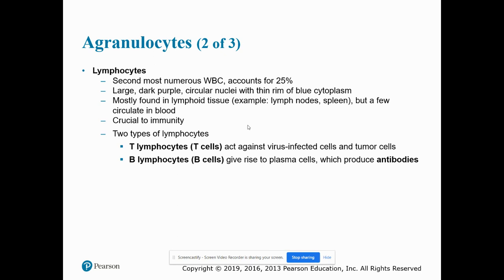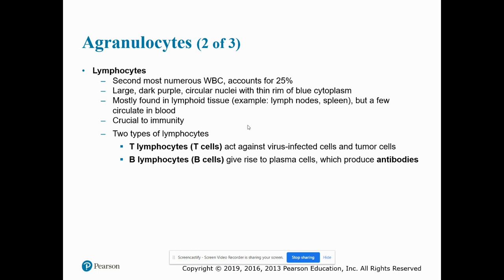So the second most numerous white blood cell is the lymphocyte. Large, dark purple, circular nuclei with a thin rim of blue cytoplasm. They're mostly found in lymphoid tissue, like lymph nodes or the spleen. However, some may be found in the blood itself. They are crucial to immunity, and there are 2 types. There are T lymphocytes or T cells, and B lymphocytes or B cells.